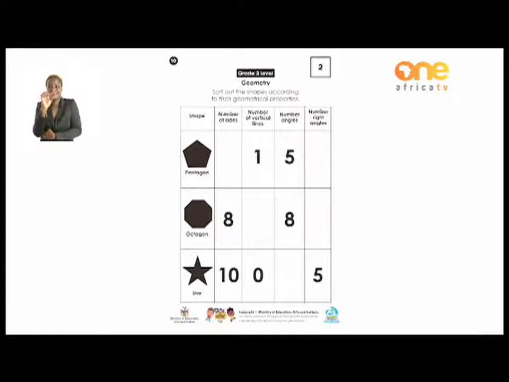The last one is the star. We have to count the sides. The vertical lines is a 0 because we cannot divide it into 2. And then we have to count the angles. Remember, the angles and the corners are the same. And then we have the right angles. Remember, if you have to draw the line inside, will you be able to form a right angle? You have to practice this as well. So the right angles in the star are 5.